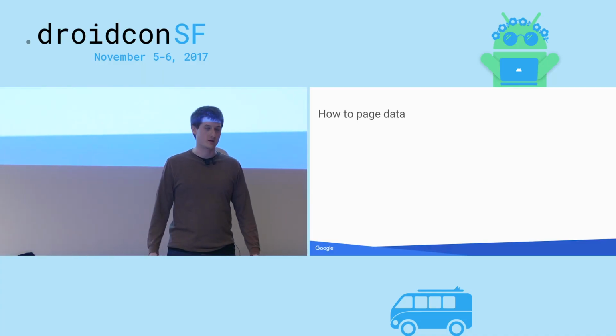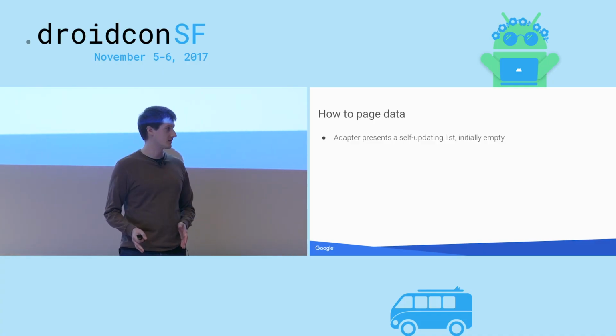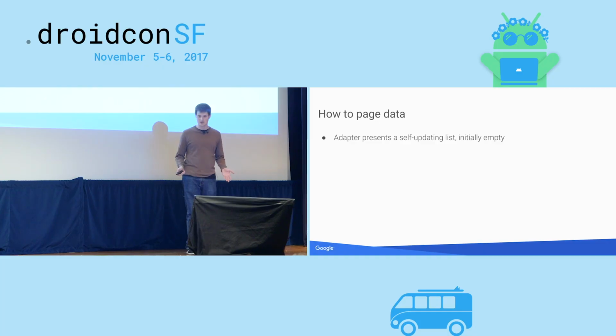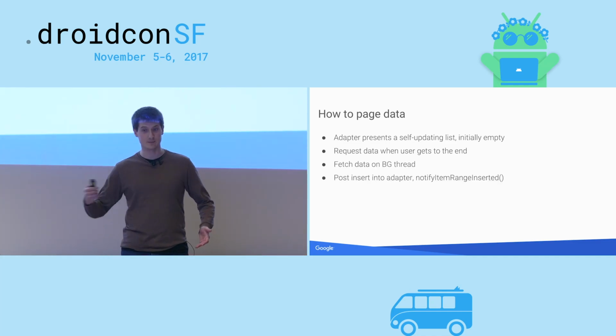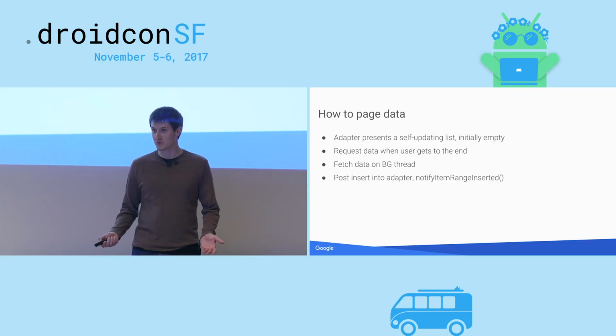So when you want to page data, the first thing that we want to do is we take a self-updating list that is not owned by the adapter but can be referenced, and we start that out as empty. It's pretty simple. We request data when the user gets to the end of the list, and we fetch data on a background thread. We send that data over to the adapter, and we're basically done, right? That's most of what we need to do.